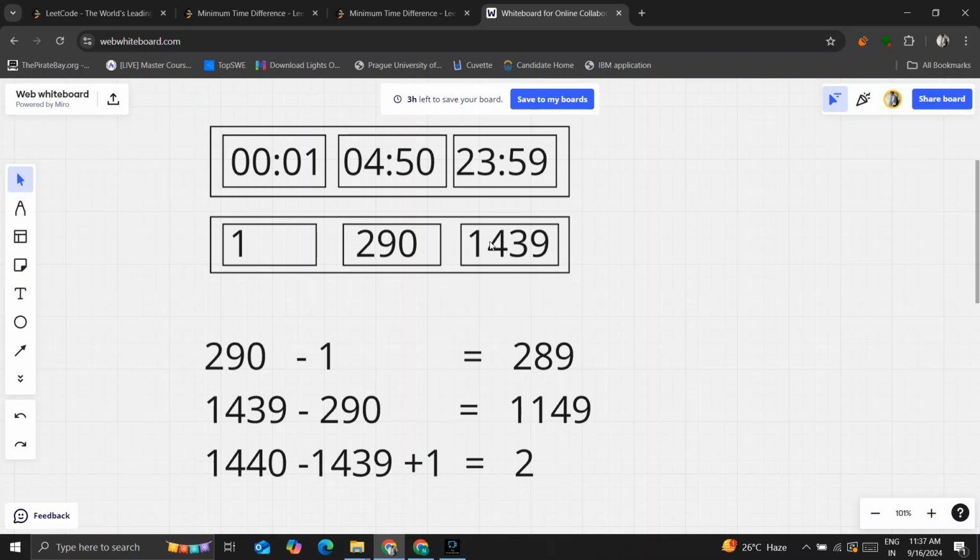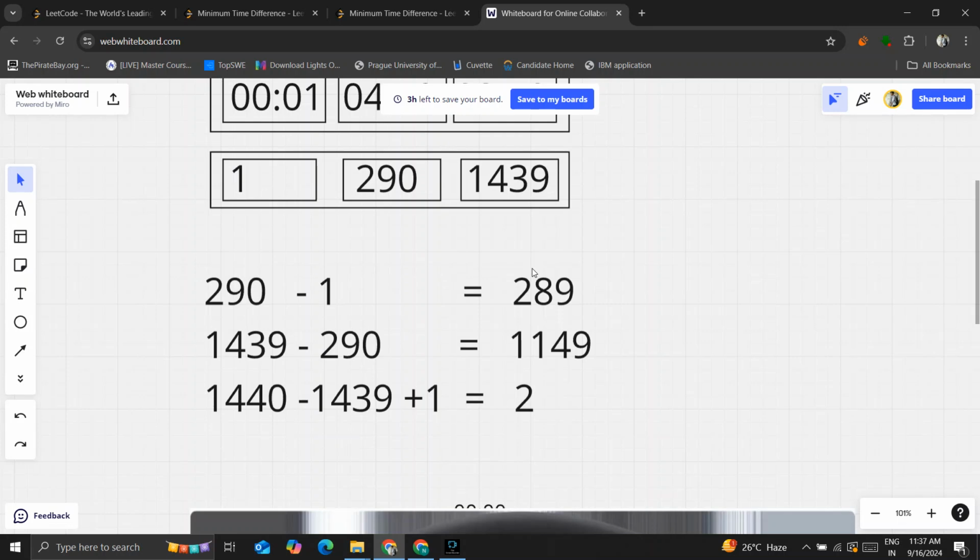Then I will subtract these two values. It will give this, but the minimum is 289, so the minimum would be 289 only. Now I have to take one more extra check, and what is it? It is comparing the last index and the zeroth index. Currently the last index is holding the value 1439 and the first is holding 1. So I will not simply subtract 1 from 1439.